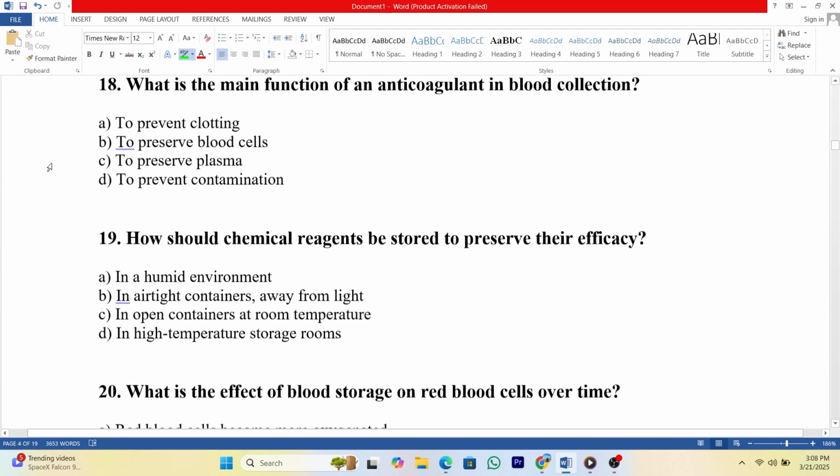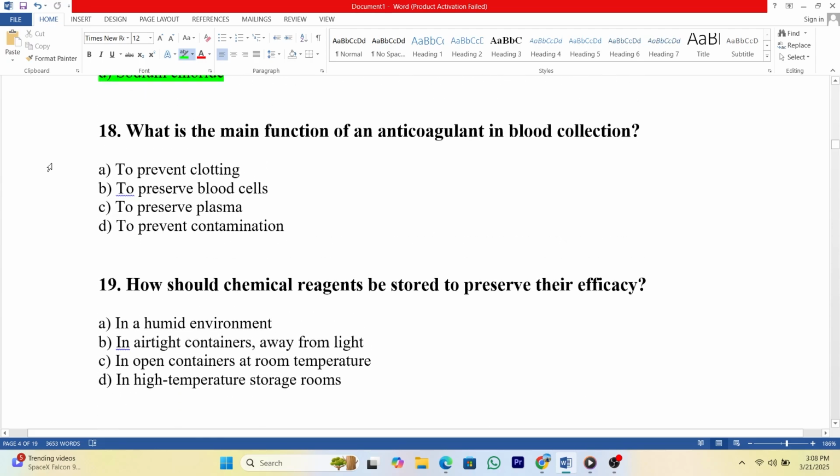What is the main function of an anticoagulant in blood collection? A. To prevent clotting. B. To preserve blood cells. C. To preserve plasma. D. To prevent contamination. Answer, A. To prevent clotting.